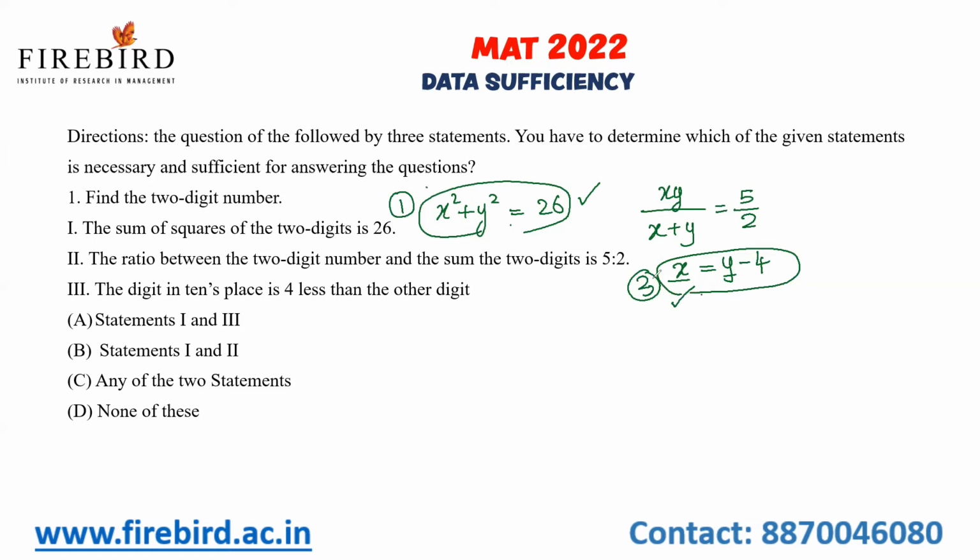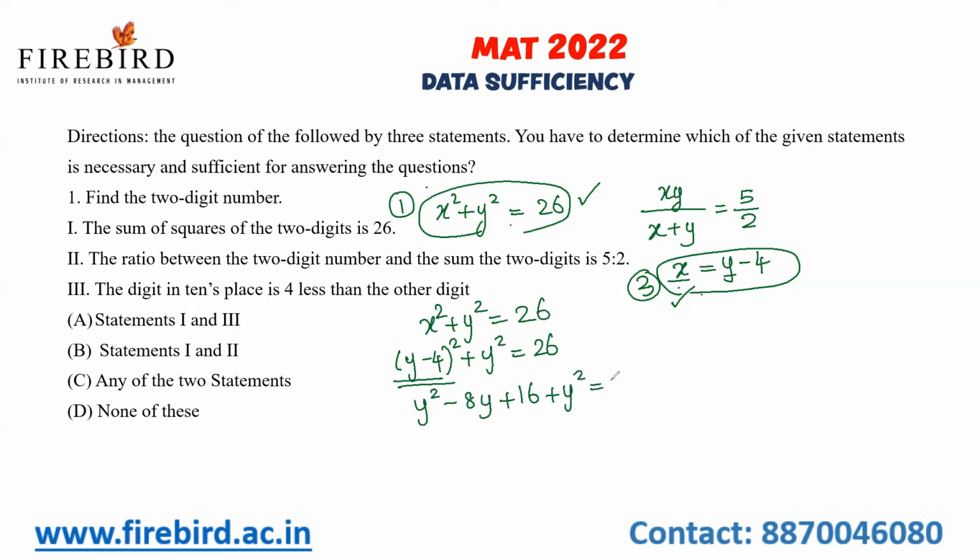Now see here, if I take the first data and the third data, substitute this third data in the first data. The first data is x square plus y square is equal to 26. If you substitute the value of x, (y minus 4) the whole square plus y square is equal to 26. This is of the form (a minus b) the whole square. If you solve this, y square minus 8y plus 16 plus y square is equal to 26. So 2y square minus 8y minus 10 is equal to 0. If I divide the whole equation by 2, the equation becomes y square minus 4y minus 5 is equal to 0.